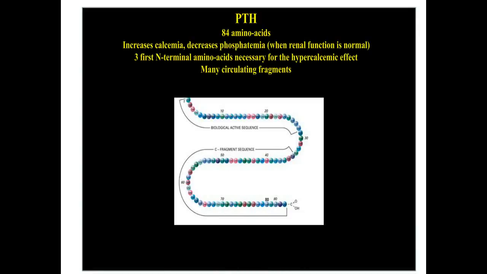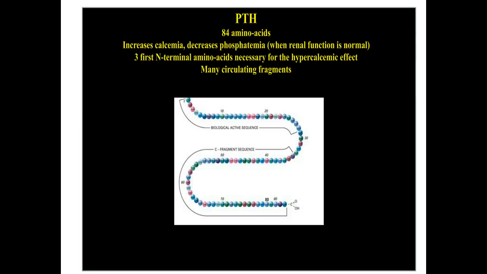So just as a refresher, we can see here in the diagram that parathyroid hormone is an 84 amino acid peptide, and its main function is to regulate the concentration of calcium in serum. If there is kidney function present, as there is throughout most of chronic kidney disease, parathyroid hormone also increases phosphate excretion in the urine, and so lowers the concentration of phosphate in blood.